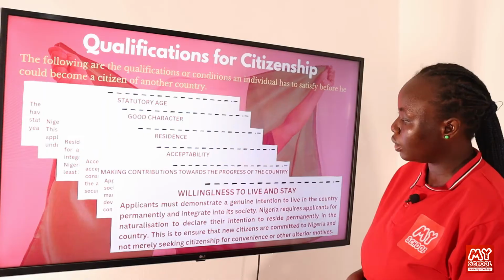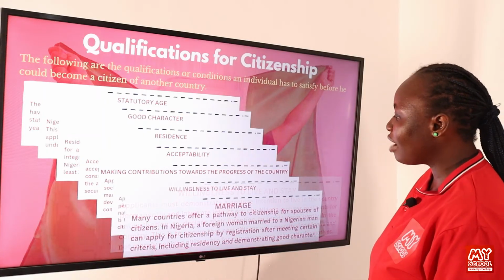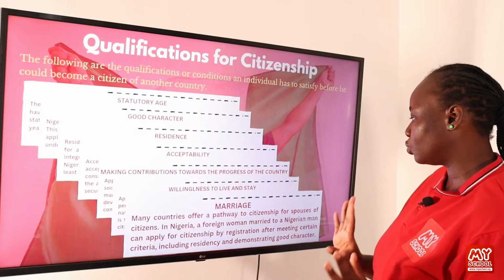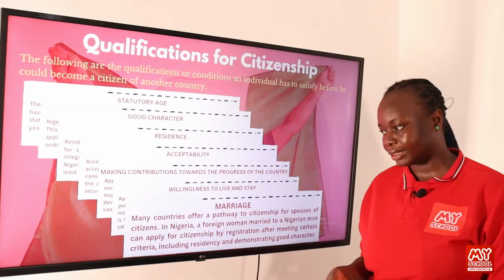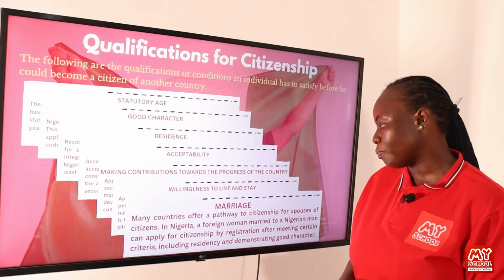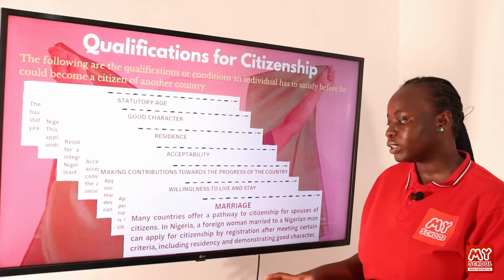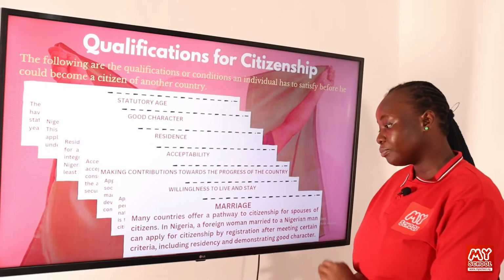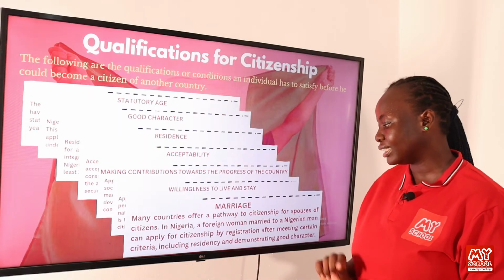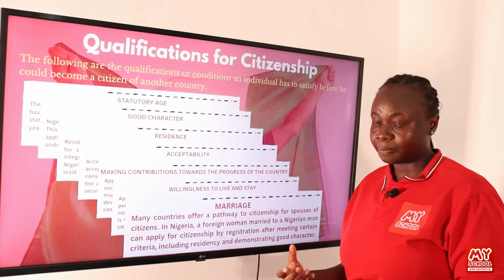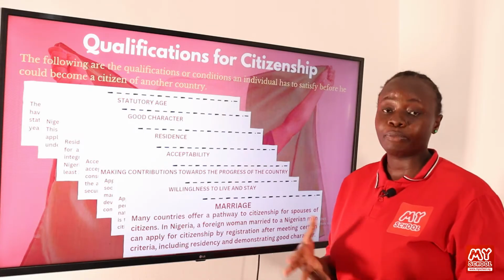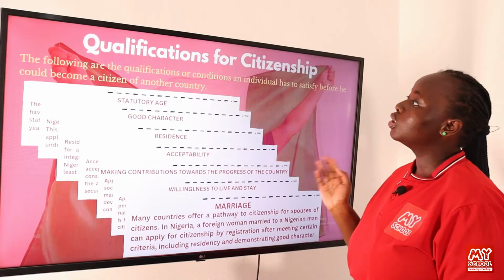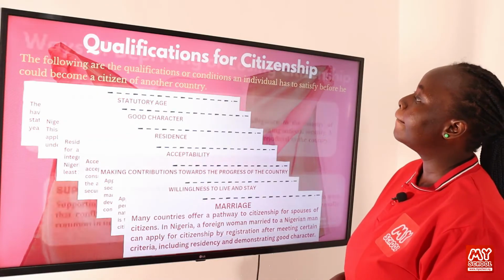Now let's move on to another qualification. So we have marriage. Many countries offer a pathway to citizenship for spouses of citizens. Here in Nigeria, a foreign woman married to a Nigerian man can apply for citizenship by registration after meeting certain criteria, including residency and demonstrating good character. So a foreign woman can become a citizen through marriage. Now let's move on to the next slide.